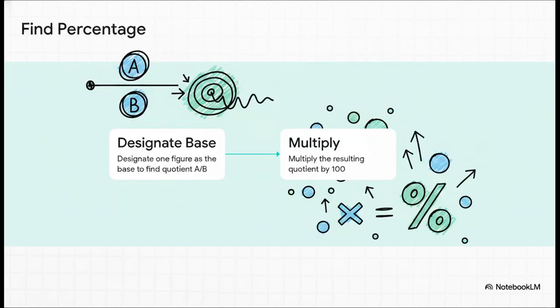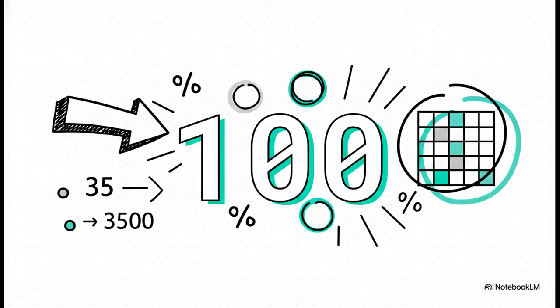Okay, let's actually calculate a percentage together using a super effective two-step process. Step 1, you pick one figure to be your base and divide to find your quotient. So that's your A divided by B. Step 2, you take that resulting quotient and you multiply it. But what exactly are we multiplying it by? By 100, of course. It's the absolute most vital multiplier you need to memorize.